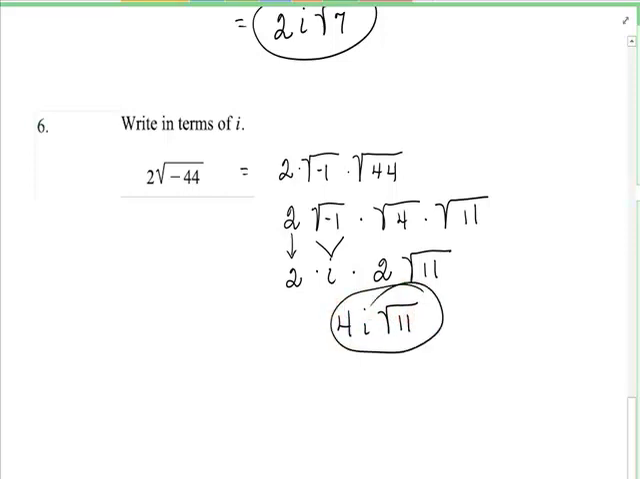So now I hope you feel a little more comfortable simplifying square roots that have negative signs, because now we've entered into the complex numbers.